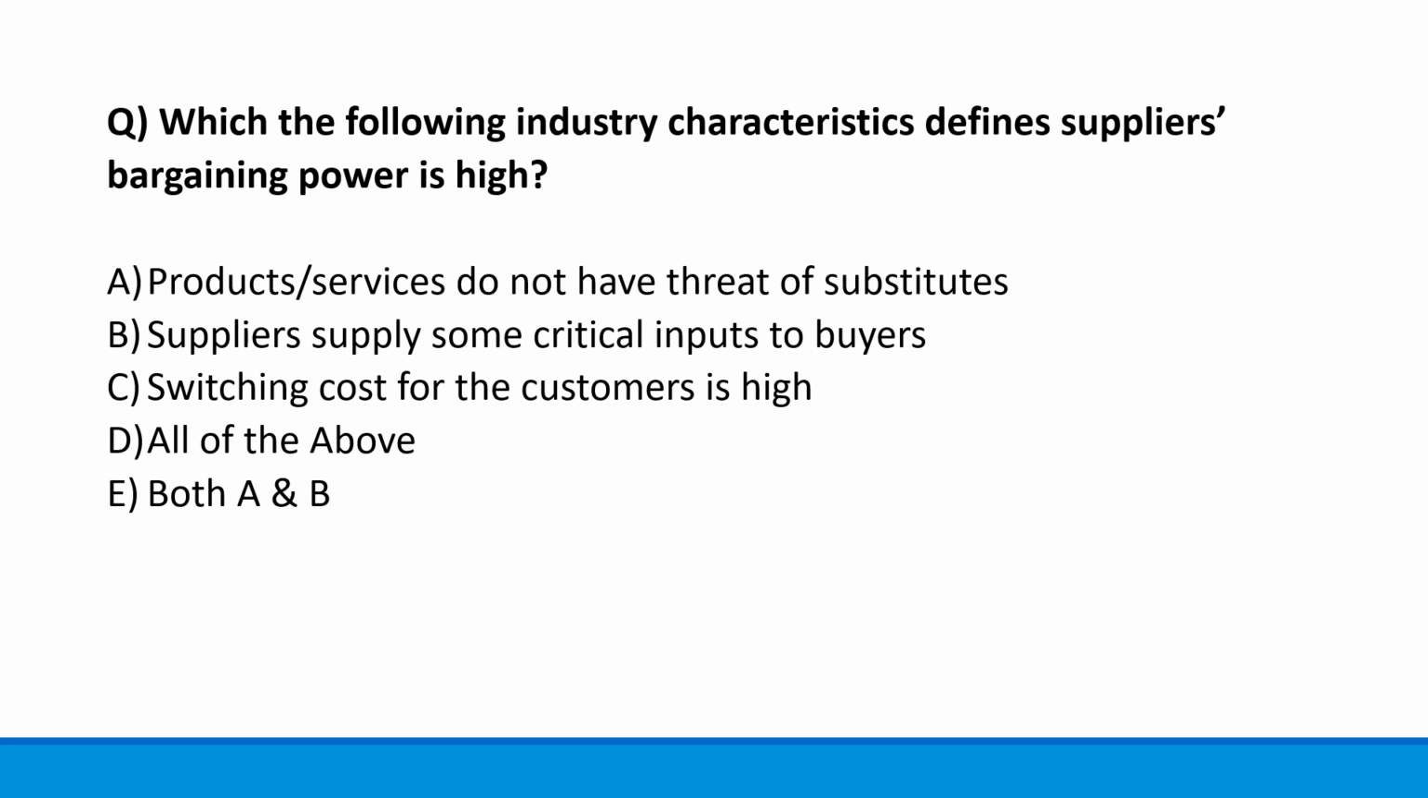Which of the following industry characteristics defines suppliers' bargaining power is high? Option A, products or services do not have threat of substitutes. Option B, suppliers supply some critical inputs to buyers. Option C, switching cost for the customers is high. Option D, all of the above, and option E, both A and B. The correct answer is option D, all of the above.